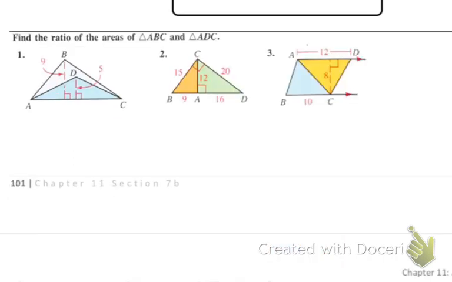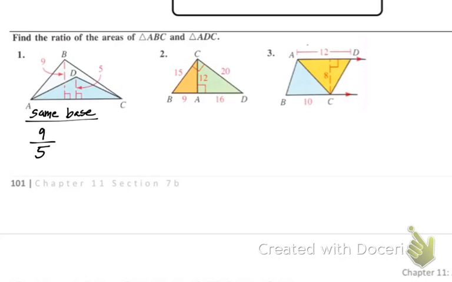All right, 3 quick examples. Find the ratio of the areas of triangle ABC and ADC. So number 1, we have 2 different heights, so that must mean it has the same base. What am I comparing if they have the same base? Someone raise your hand and tell me, what am I comparing if they have the same base? Gracie? The heights. All right, so we're doing ABC to ADC. So that means ABC is going to go on top, so that's just going to be 9 over 5.